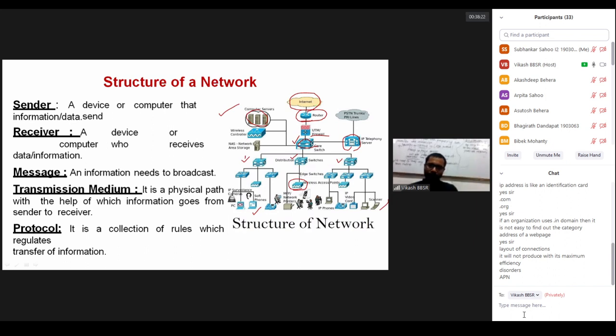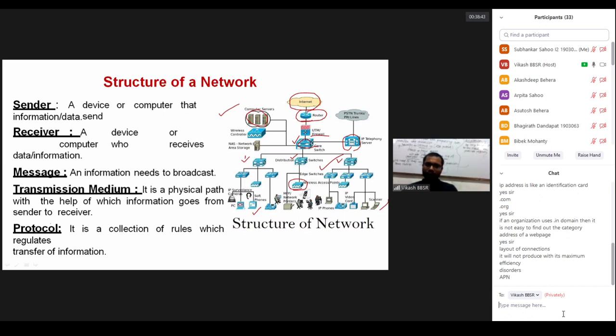So these are the things you can know. We will learn one by one. Roughly, you can draw this figure. Otherwise it is not required, no problem. But for showing, I have drawn. So: sender, receiver, message, transmission, and protocol.